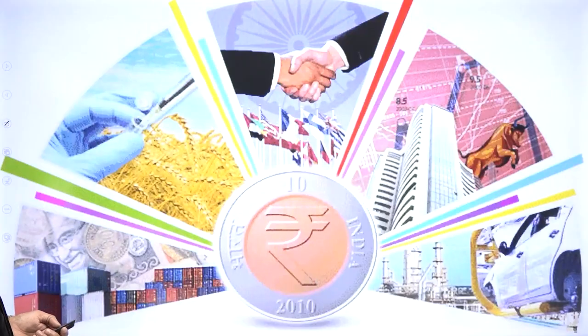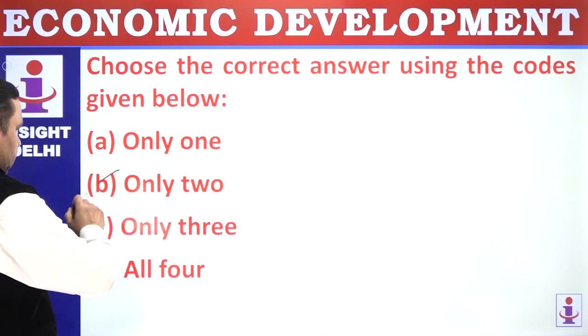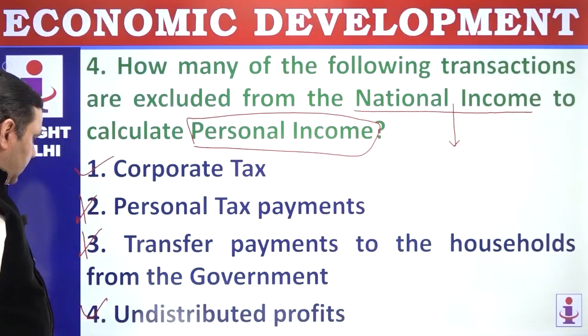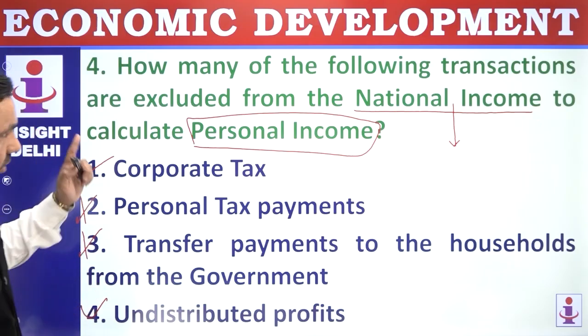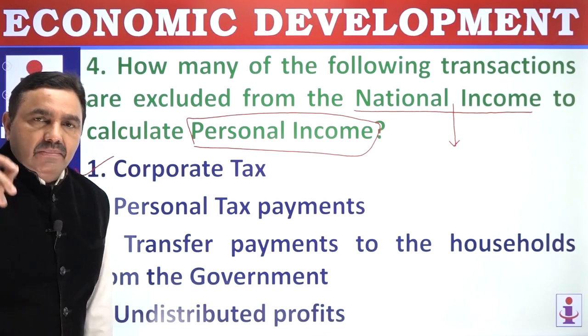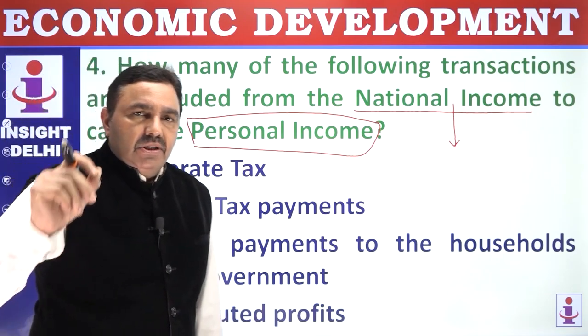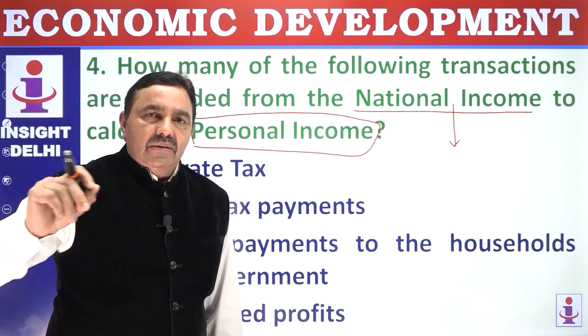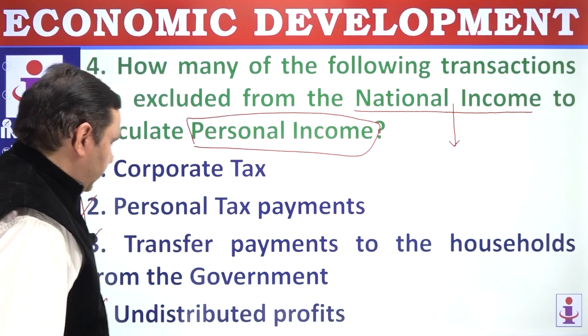So how many of these are excluded? Only 2 are excluded: corporate tax and undistributed profit. So this is how personal income is calculated. Personal income, GDP, NDP, GDP at factor cost, net, gross, all these kinds of concepts you must be very, very comfortable with, because these are the basics of economy.